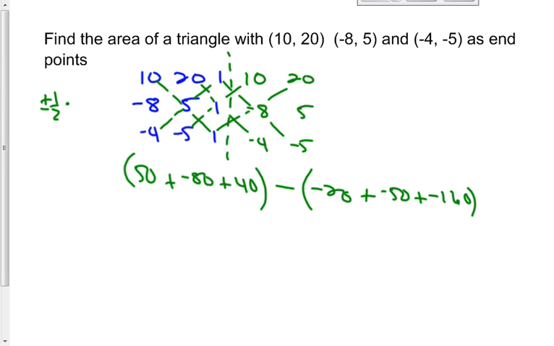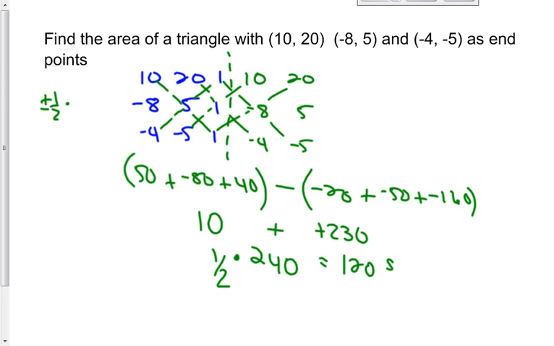50 plus negative 80 plus 40, there's negative 30 plus 40 should be a 10, minus negative 20 plus negative 50 is negative 70 plus negative 160 is negative 230, minus minus is plus plus, I get 240. That number is already positive, so I only need to multiply by the positive 1/2, and I come up with 120 square units as the area of this particular triangle.